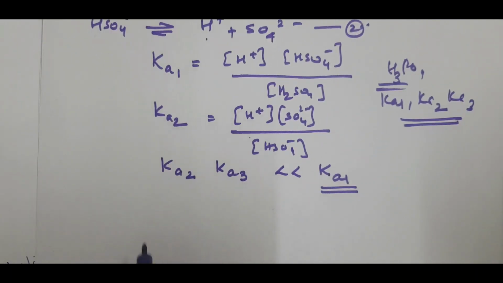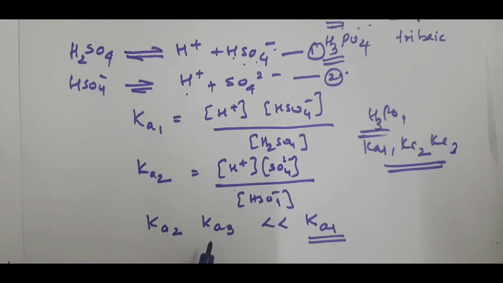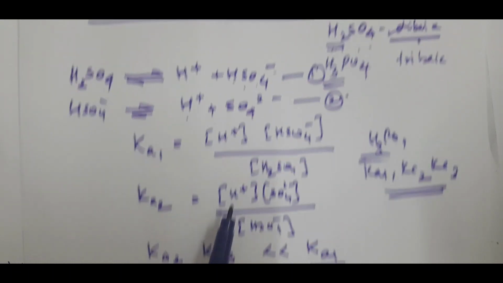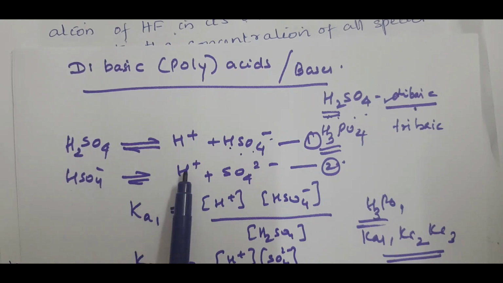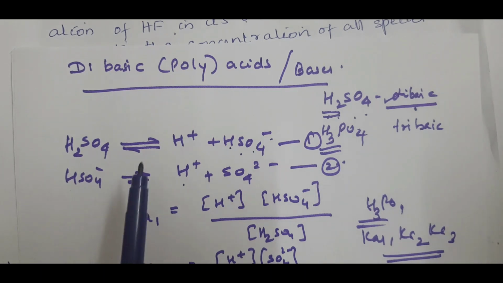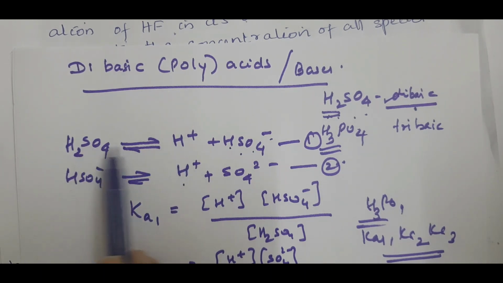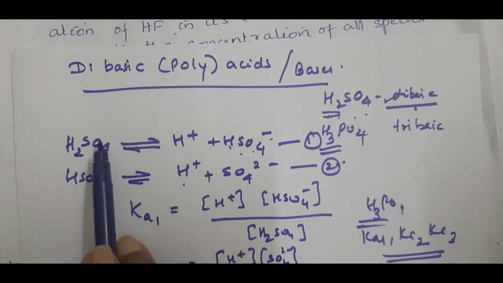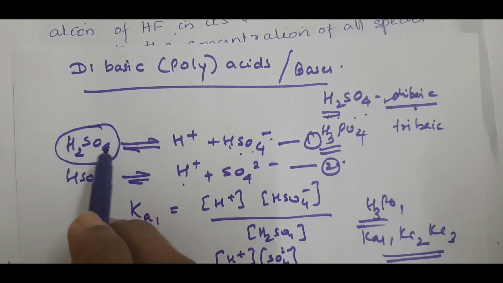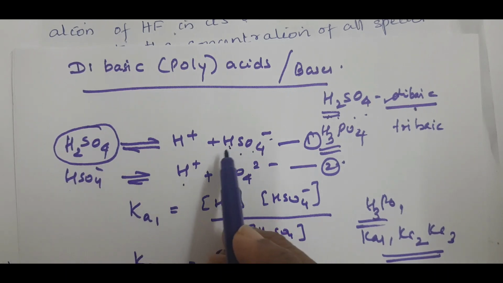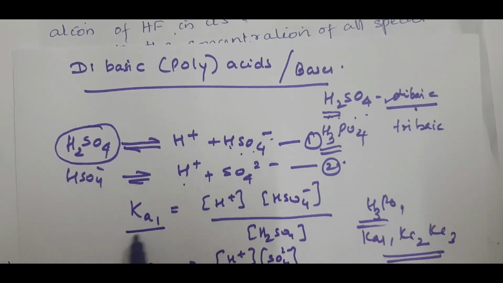The reason is it is more difficult to remove a positively charged proton from a negative ion due to this electrostatic force of attraction. See, that means, in this case, H plus and HSO4 minus. So this is a neutral molecule. Correct. This is a neutral molecule. Okay. Now, first case you have Ka1.